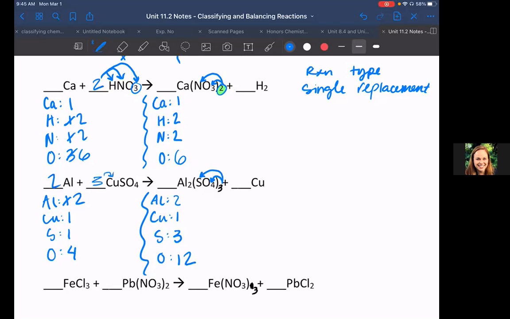This now changes coppers to 3. We have 3 sulfurs, and then 3 times 4 is 12 oxygen. So if I look, the only one that isn't balanced right now is the copper. But lucky for us, there's just a single copper hanging out by itself. So we can just put a 3 out in front. And now we are all balanced. So you should have 2, 3, 1, and 3 as your coefficients.